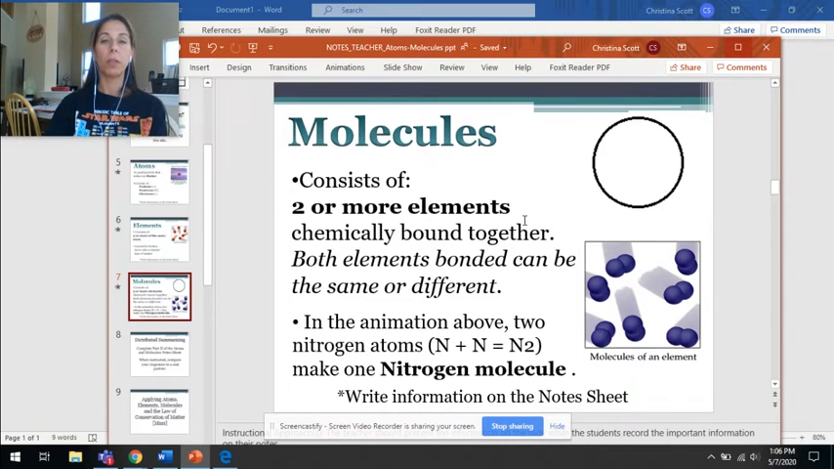Molecules consist of two or more elements chemically bonded together. Both elements bonded can be the same or different. In the animation above, nitrogen plus nitrogen will equal N2, making one nitrogen molecule. If you have oxygen plus oxygen, that'll equal O2. So again, it's the same element, but when you have more than one of the same element bonded, then you have a molecule.